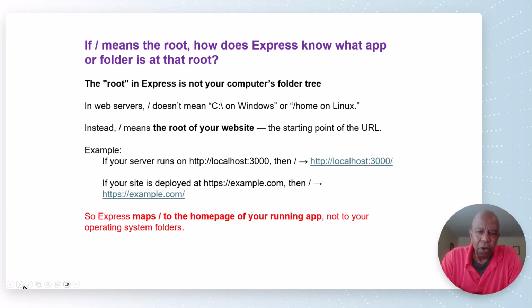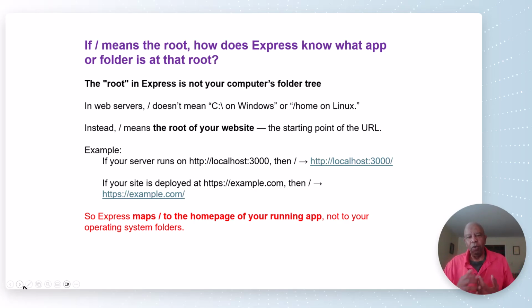Okay, so if slash means the root, then the question is, how does Express know what app or what folder is at that root? You can think about it this way. The root in Express is not like your computer's folder tree, where you have a folder and under that you have other folders and subfolders. The root in Express, in a web server, basically means the root of the website.